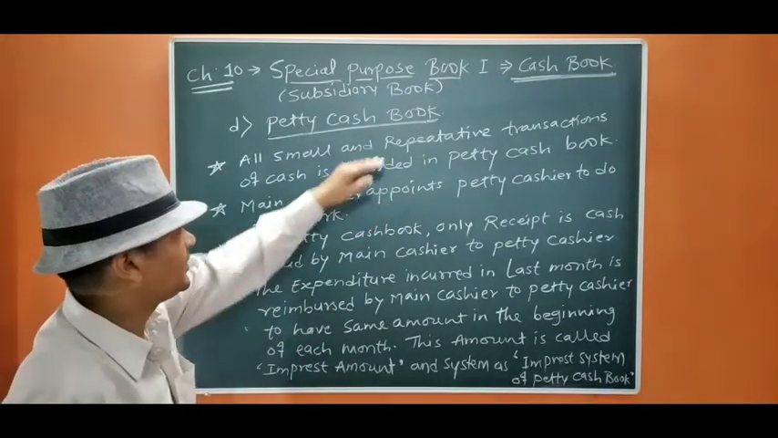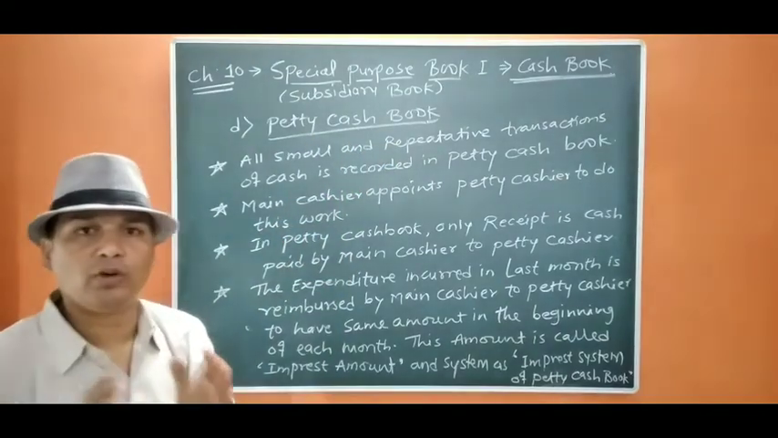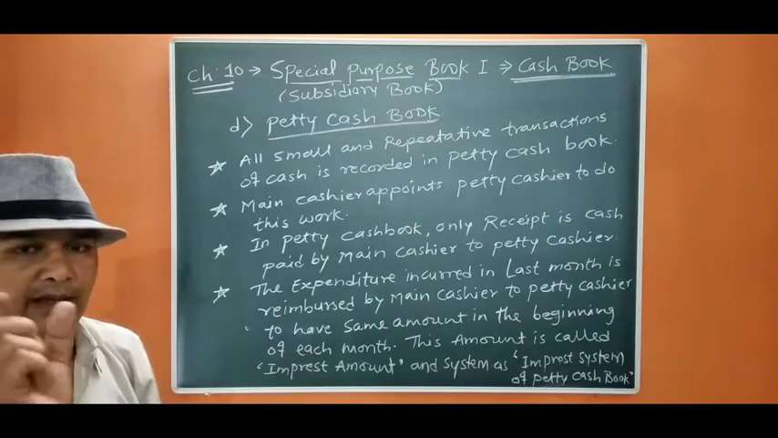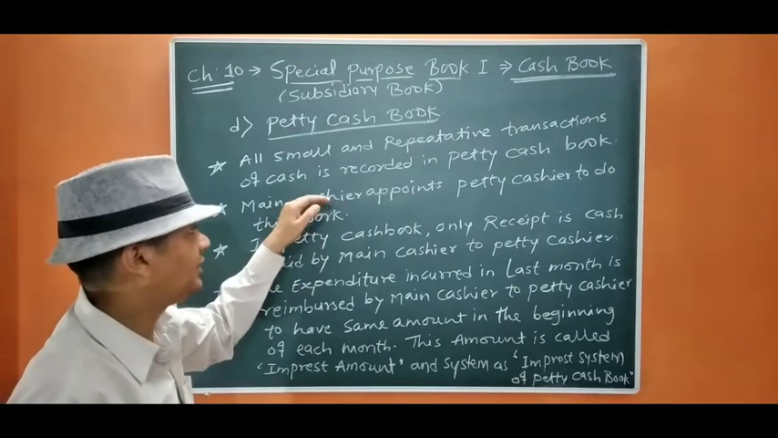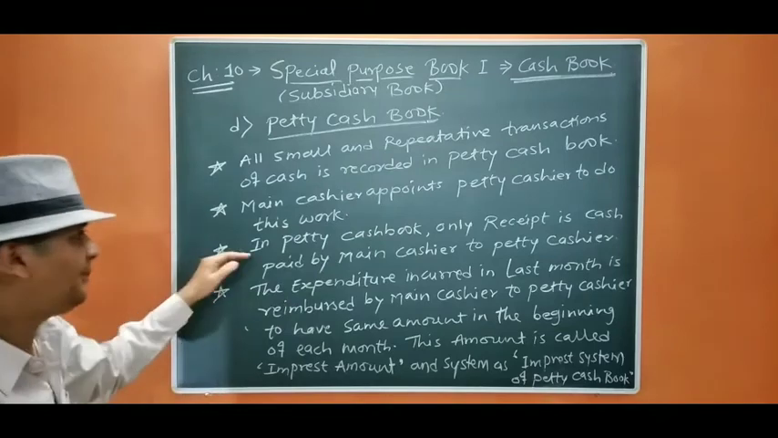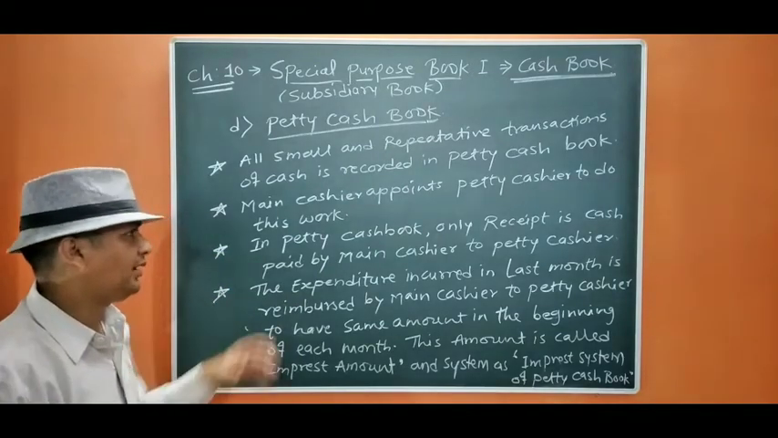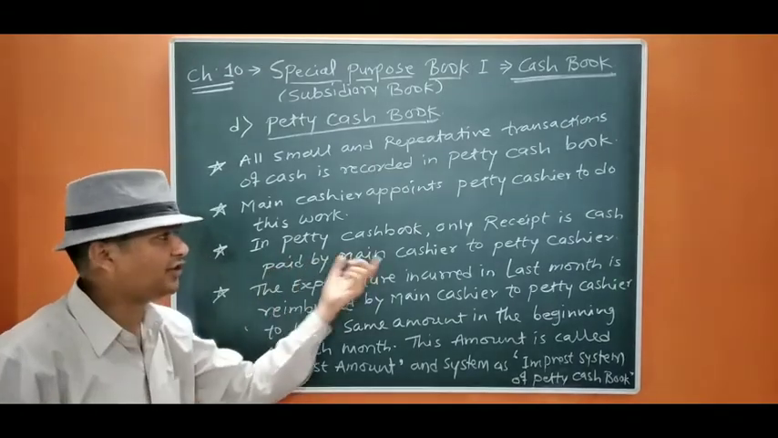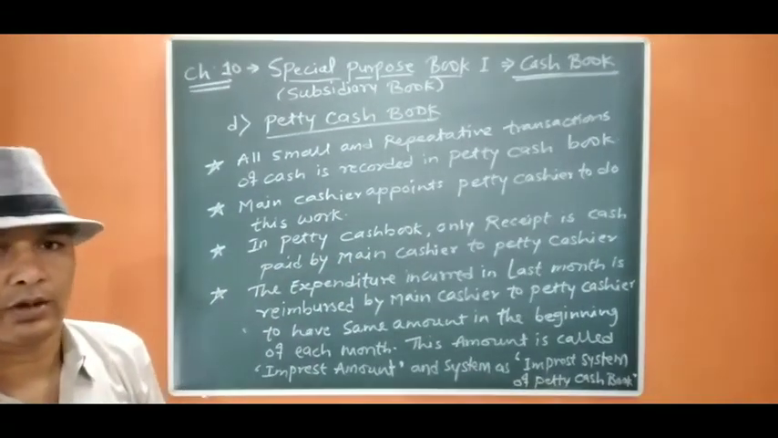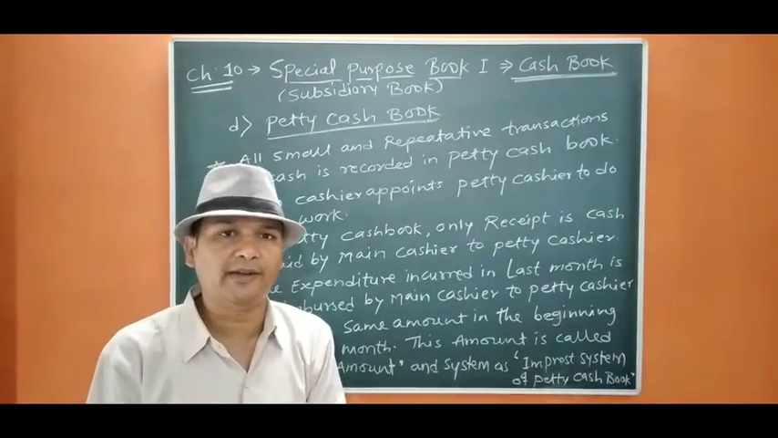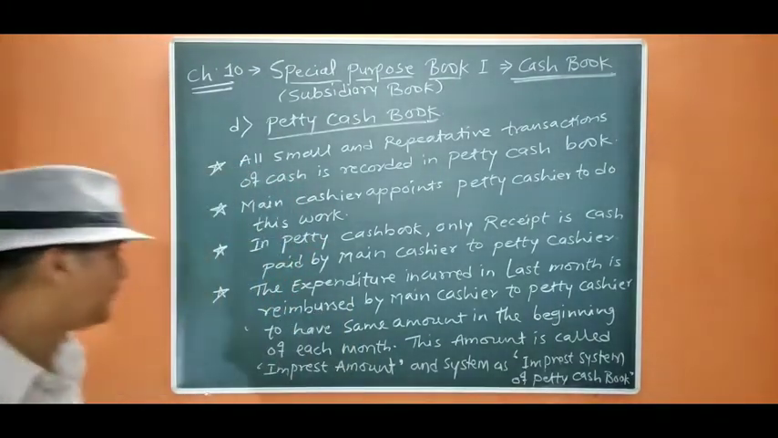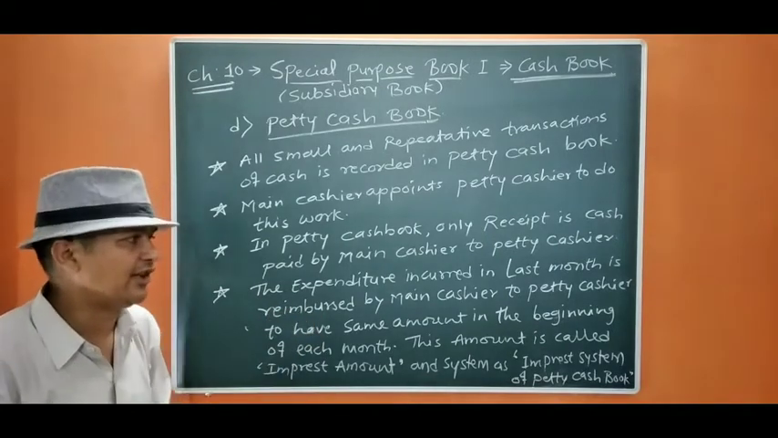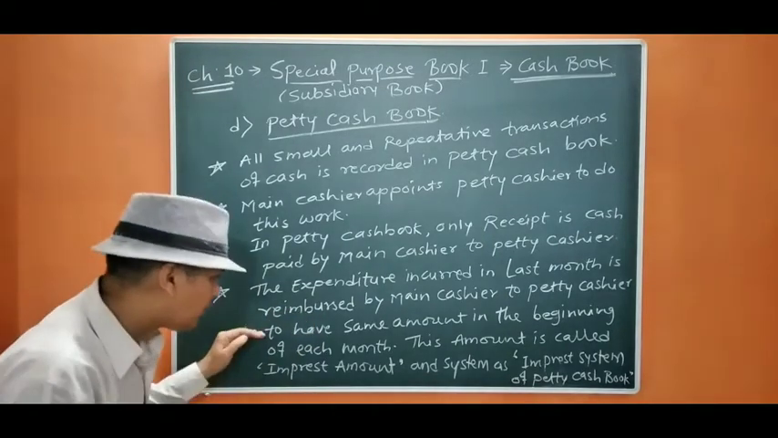The small expenses of repetitive nature will take more time, and to save the time and to focus on the main purpose, the petty cashier is appointed. Okay, in petty cash book there is only a single receipt, that is paid by the main cashier to the petty cashier to meet all small repeating expenditures.